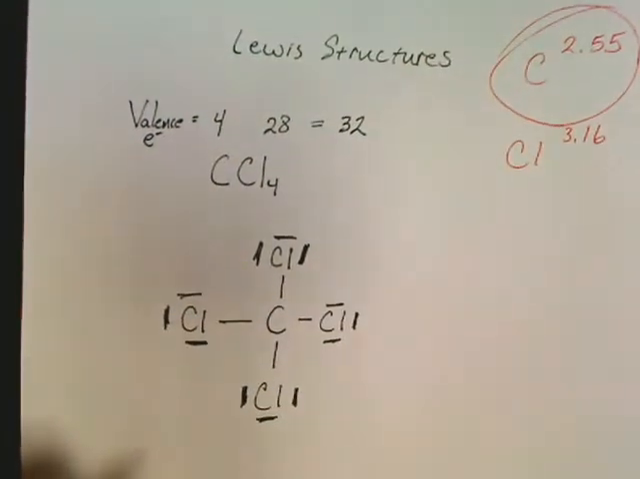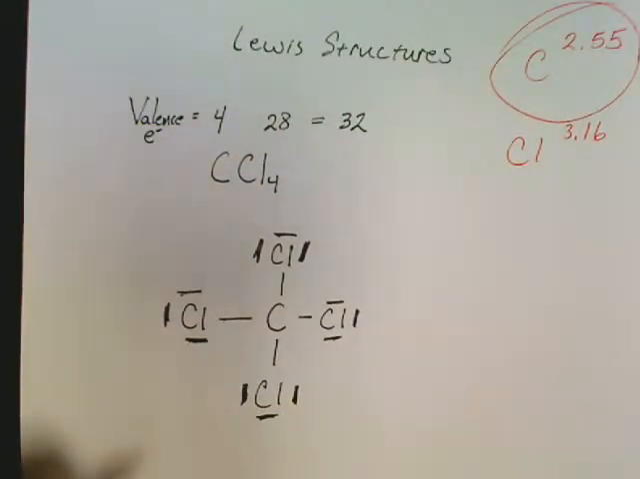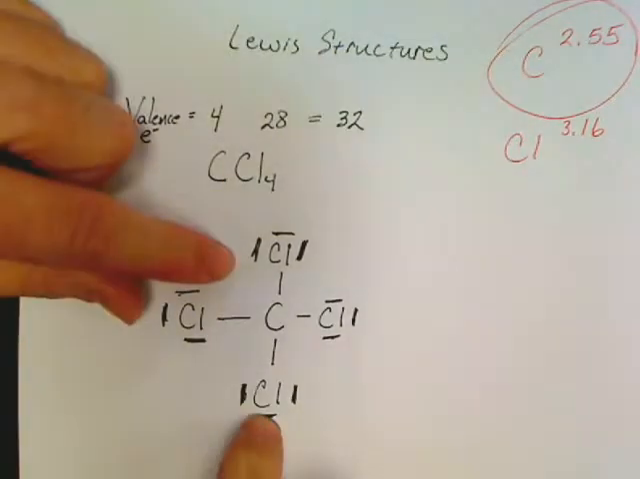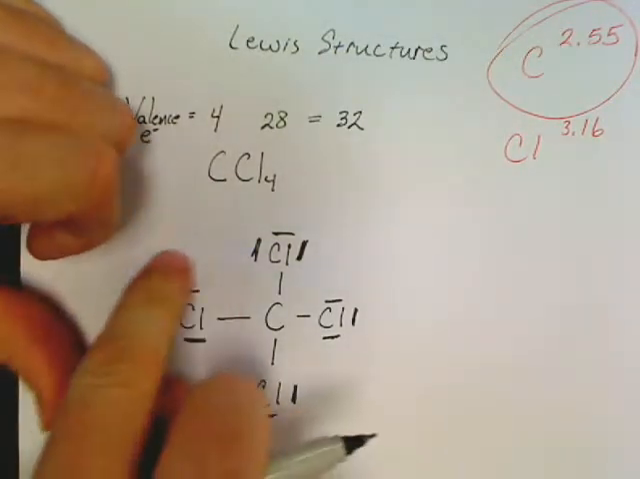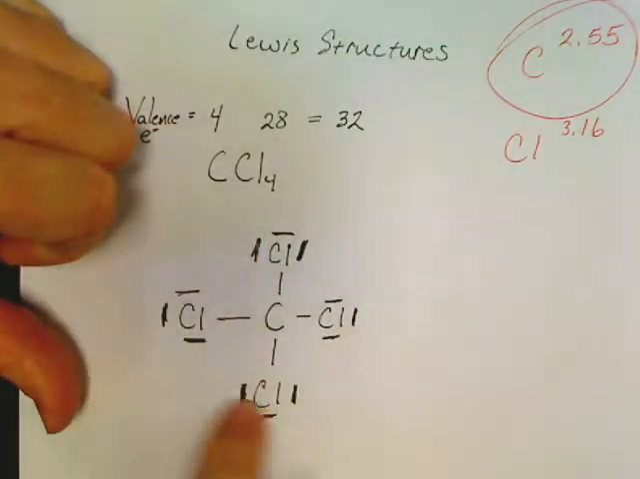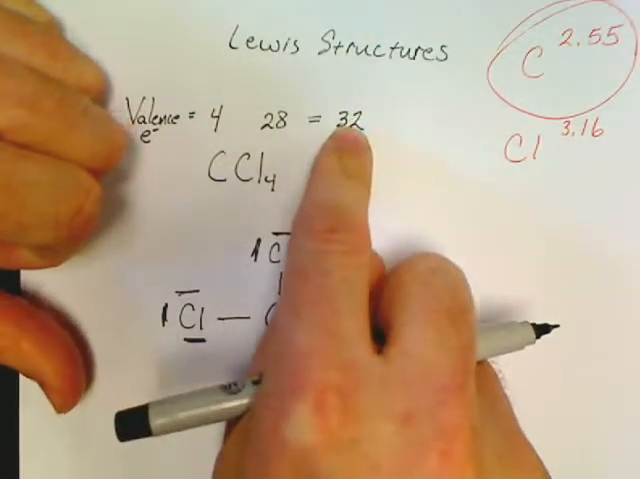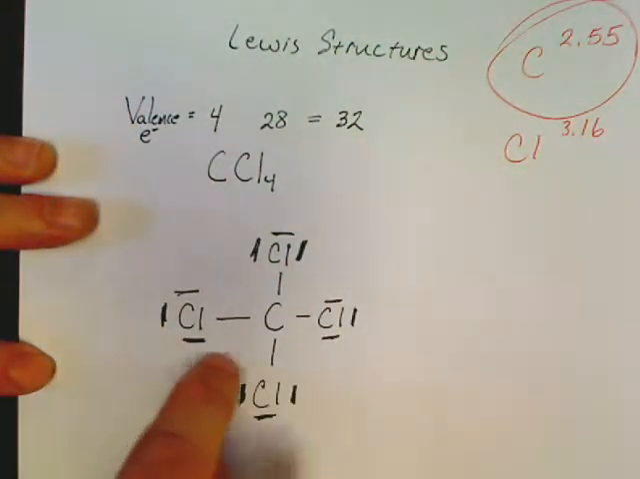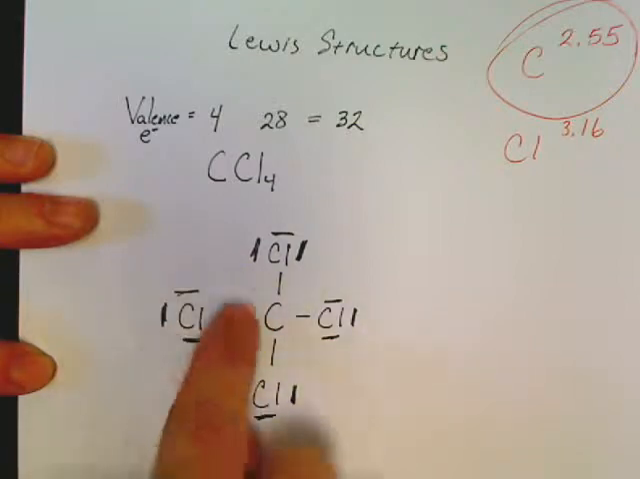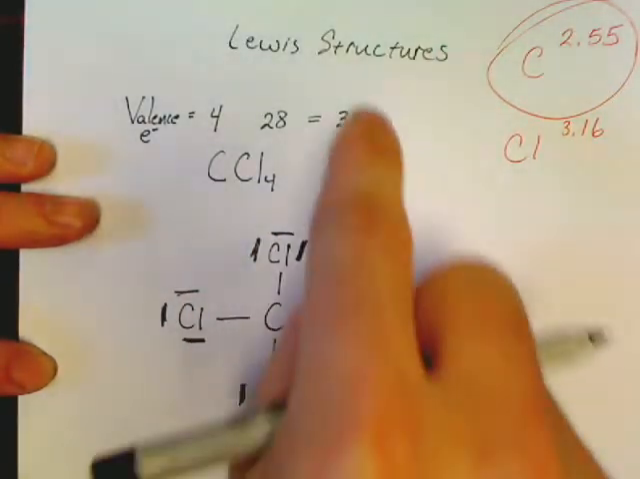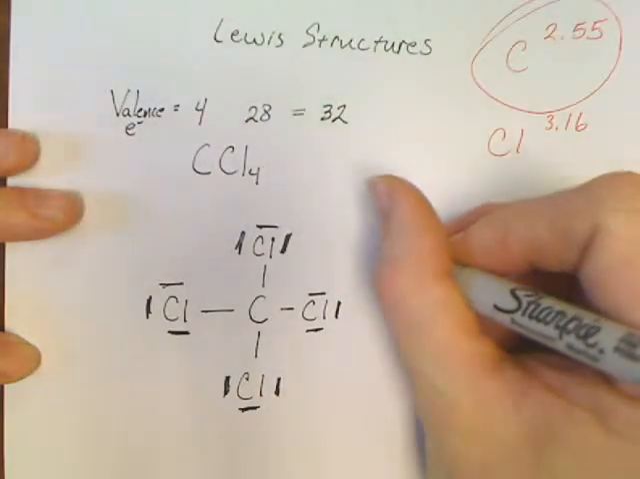So now you're asking, how can I tell if I did this question right? Easy. This is my structure. If I add up all the electrons in this structure, it should equal 32, which is what I had in the beginning. And sure enough, if you add all these up, 8, 8, 8, 8, 32, that means I have done this problem right.